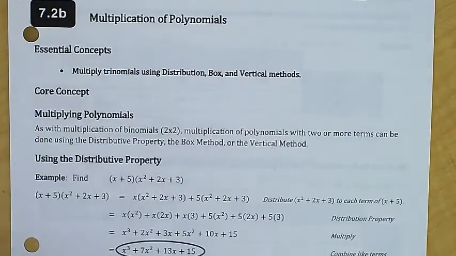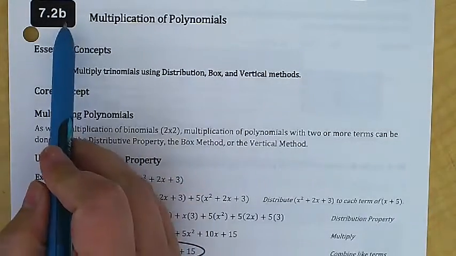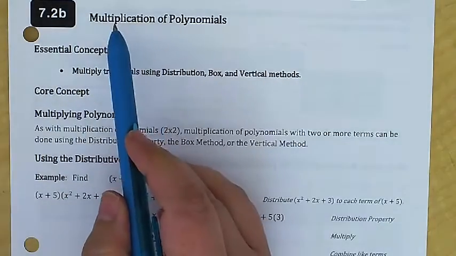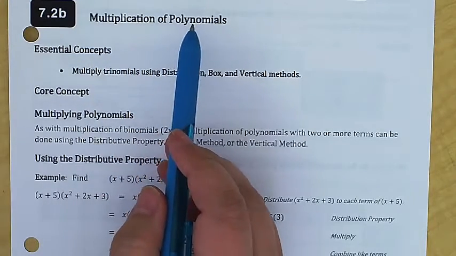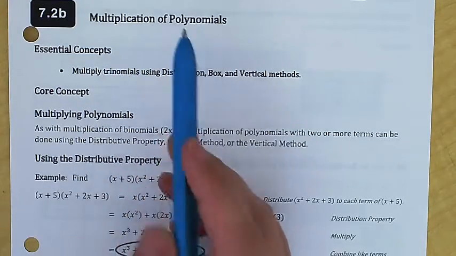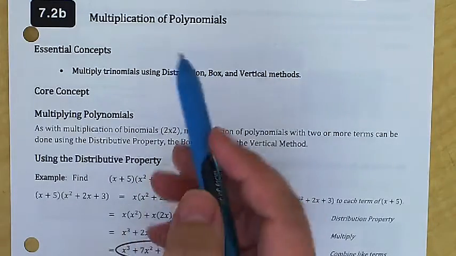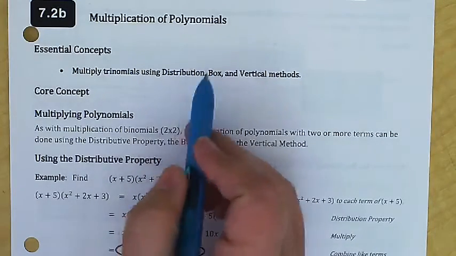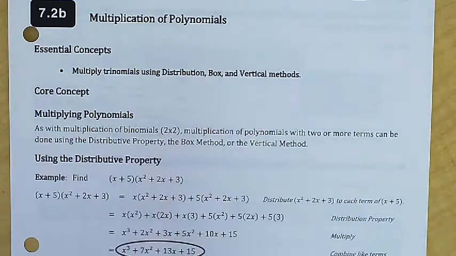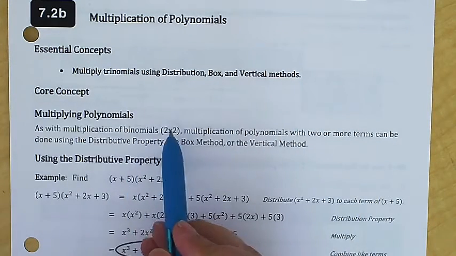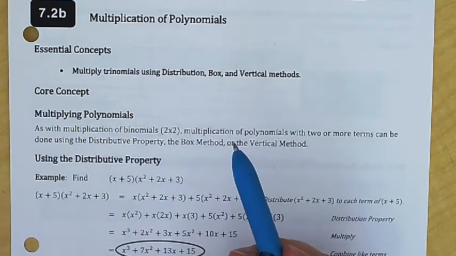So when we work here with the second part of lesson 2 in unit 7, we're going to work with the same type of multiplication but larger polynomials. In our previous lesson, we really understood, hopefully, the distribution, box, and vertical methods for multiplying, but our focus was binomial multiplied with binomial, or what we call a 2 by 2.